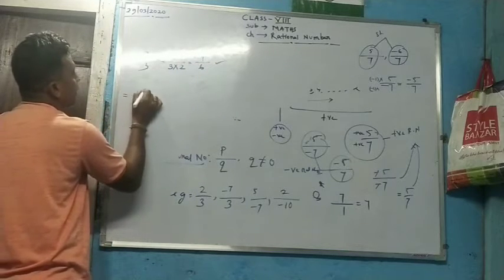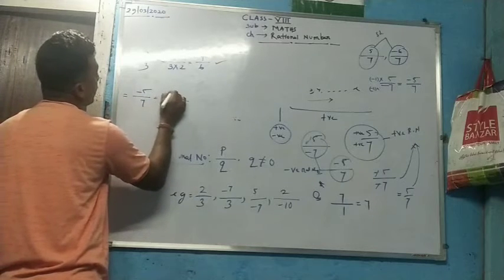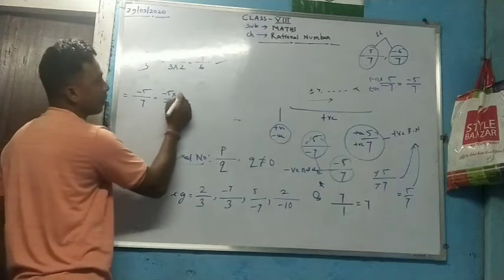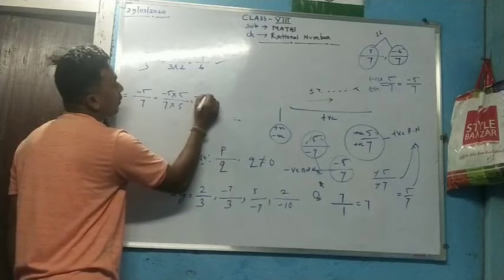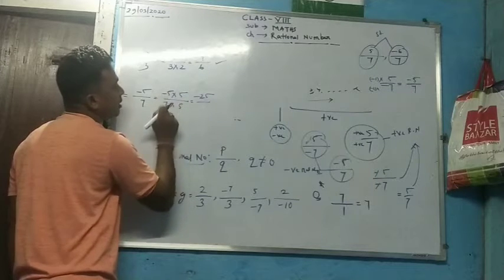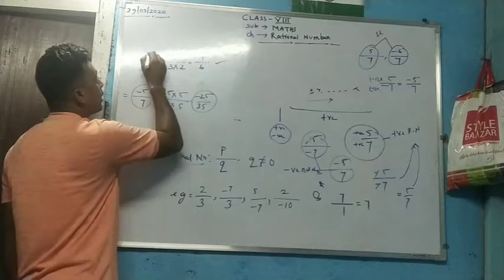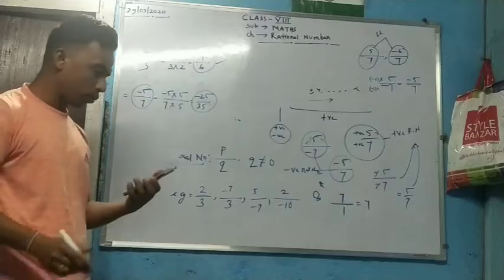If it is minus 5 by 7, what can I do? I can use any number, provided I multiply the numerator and denominator both by the same number. I can write 5. So it will be minus 25, 5 fives are 25, and 7 fives are 35. So you have seen that this number and this number are equivalent rational numbers. Now we'll move on to the exercise.